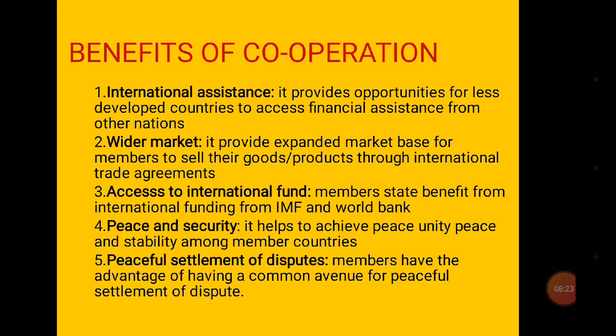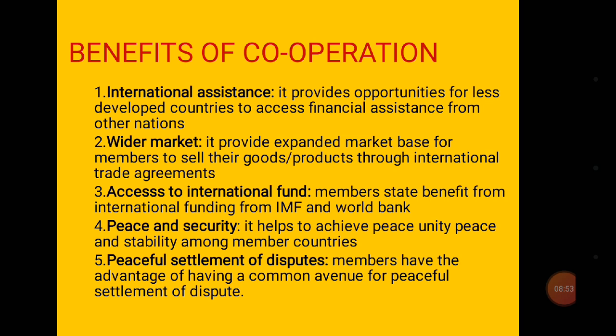Then also, cooperation creates access to international funds. For example, members of the United Nations can get financial assistance from international funding organizations like the International Monetary Fund and the World Bank. So Ghana, for example, has had its fair share of funding from the IMF on several occasions, and the World Bank.